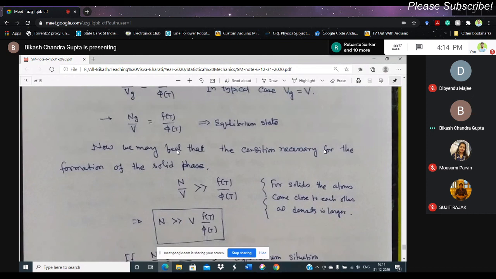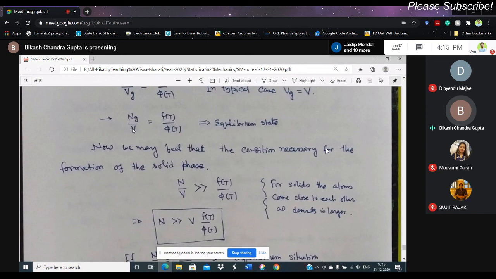So in the equilibrium state, this vapor and solids exchange densities, but in this case you see this is the NG, number of particles in the gaseous phase, and this is the volume for the gaseous phase. And then if it goes to solid, then basically N by V is of this order. Now if it goes to solid, that means particles come closer together, and therefore the volume will of course decrease slowly. And therefore the number density will increase.